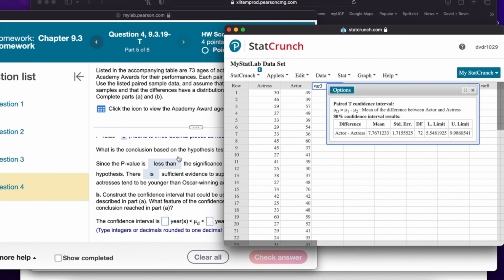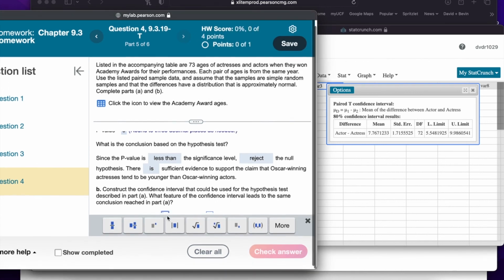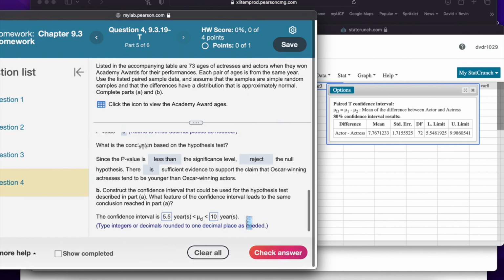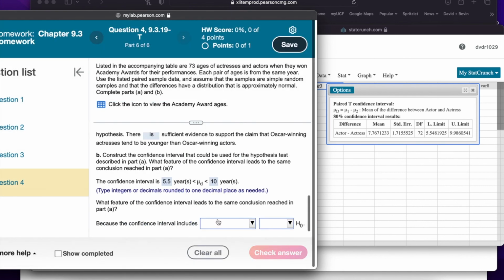And we have a lower limit and upper limit now. So the confidence interval is between, to 1 decimal place, 5.5 and 9, that actually rounds to 10 once you round it to 1 decimal place. There we go. All right, the confidence interval contains only positive values, so that means we're going to reject H0.